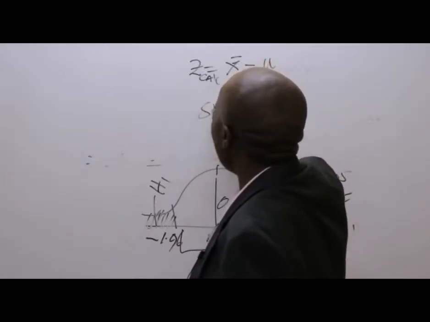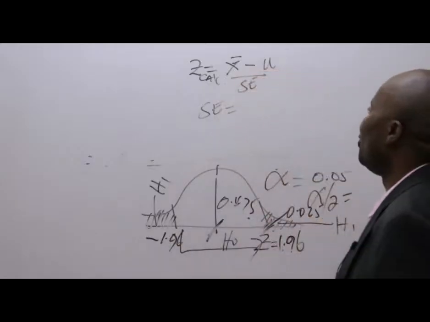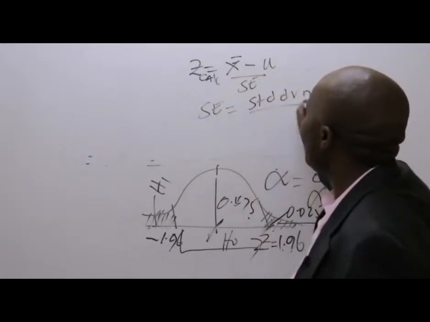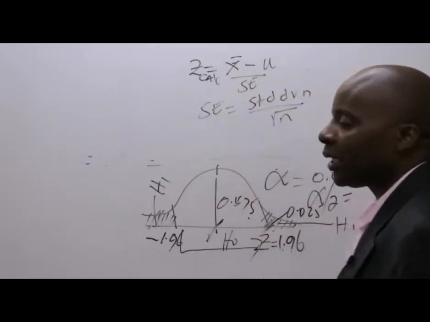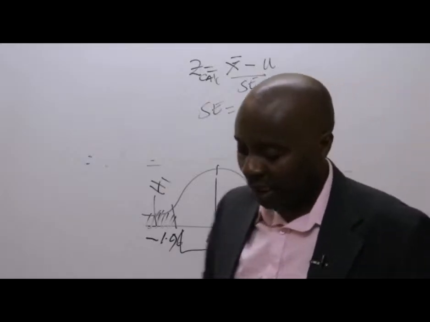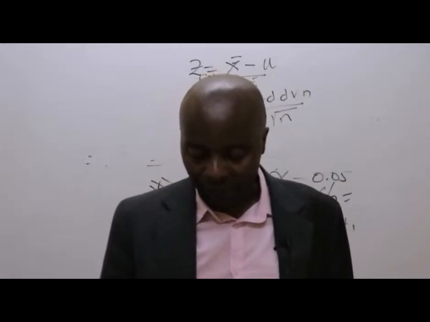And don't forget that to get the standard error for a single mean, normally what we do is take the standard deviation given and divide it by the square root of n. Kindly calculate that for me and then give me an answer. Tell me what we have there.